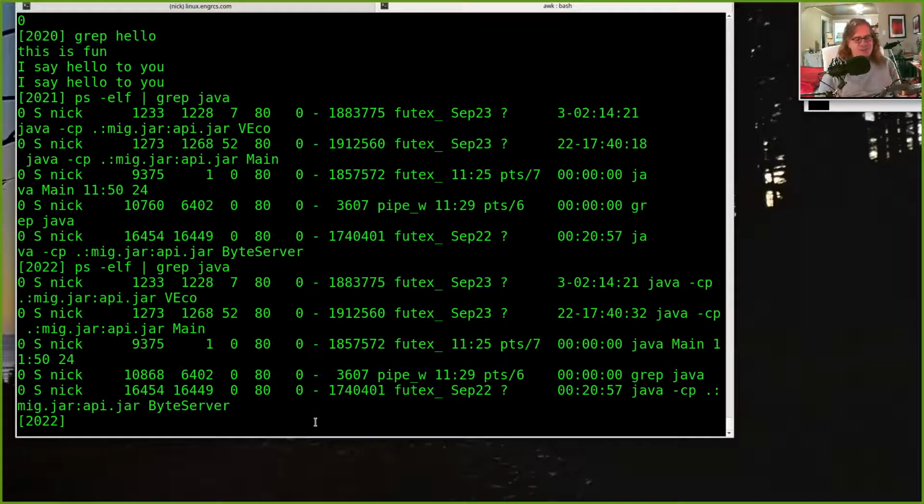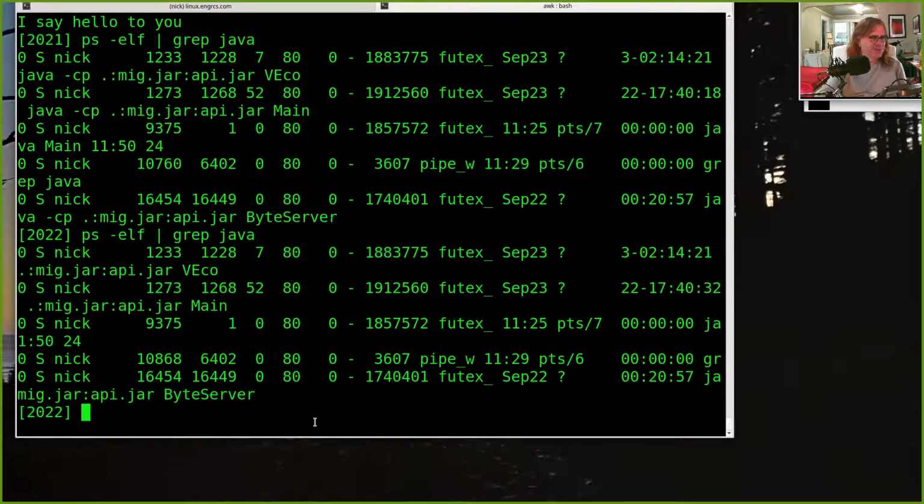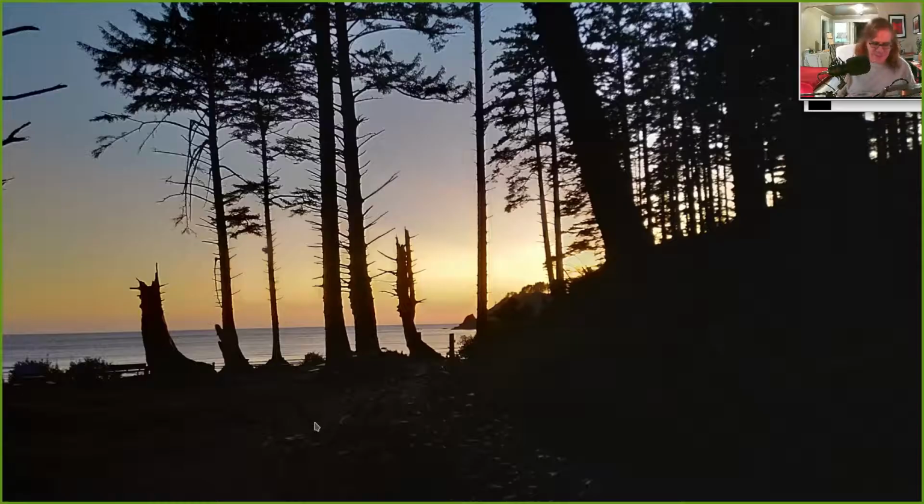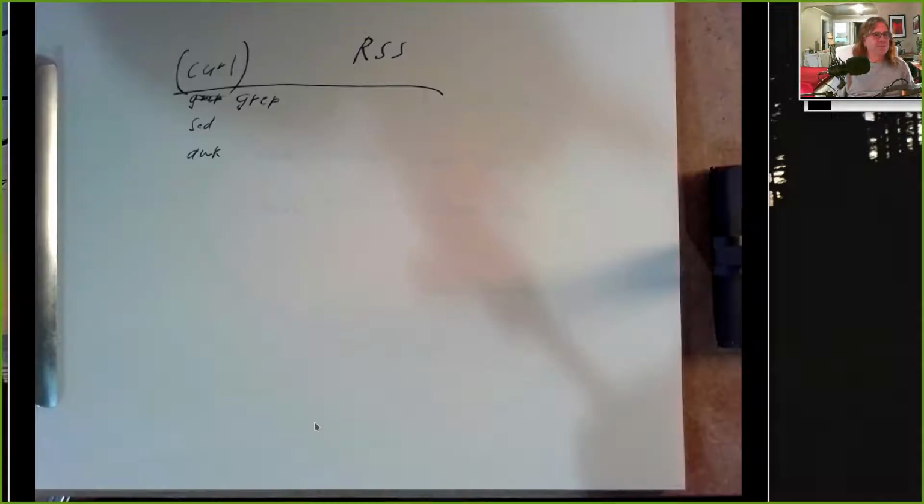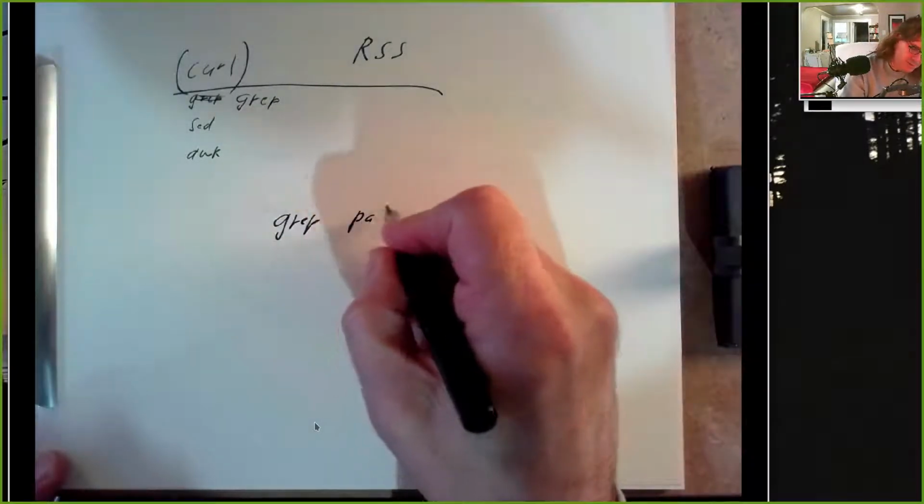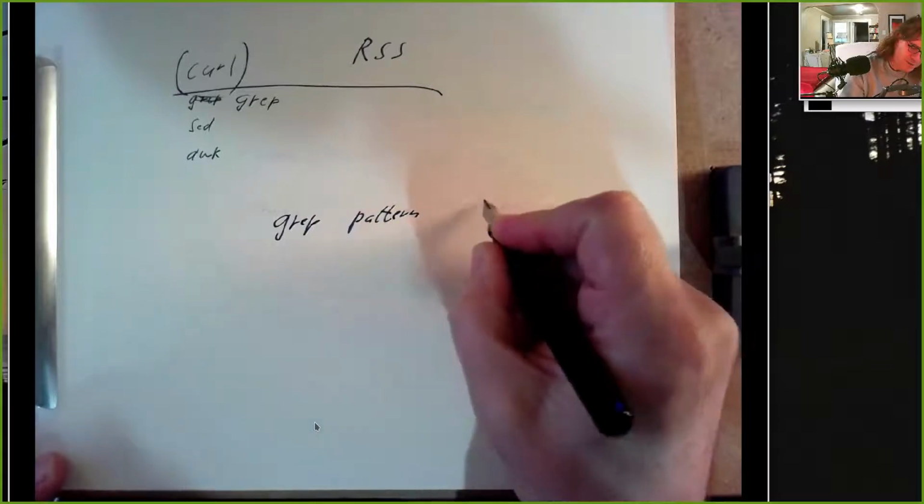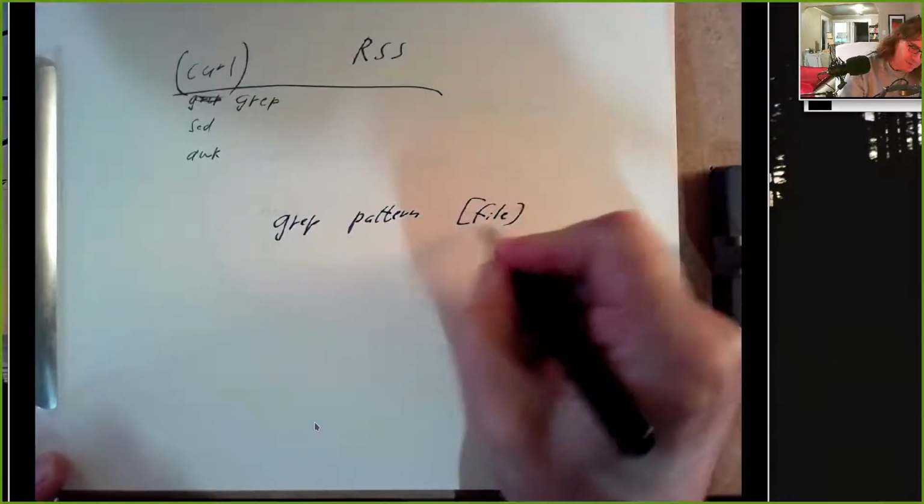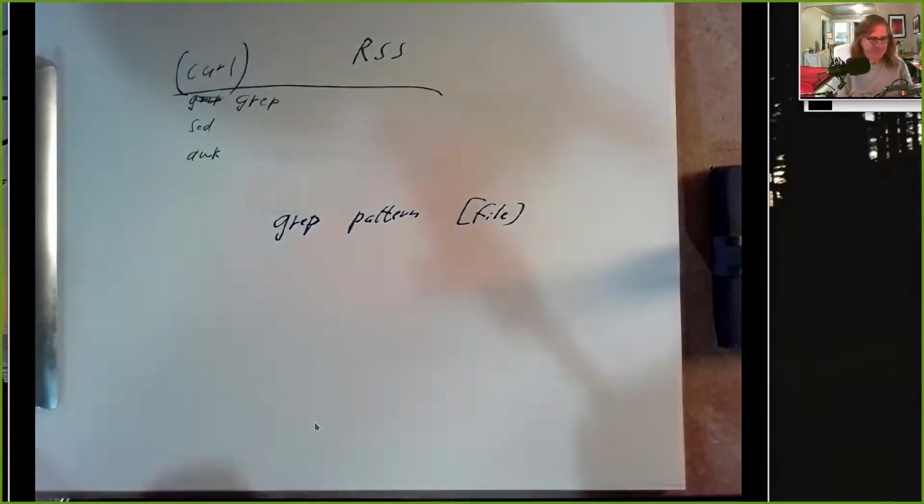All right, so grep is a useful way to search for a pattern in a file or in standard in, which could be coming from a file, coming from the keyboard, or coming from another command. So grep basically looks like grep, pattern, and an optional file.